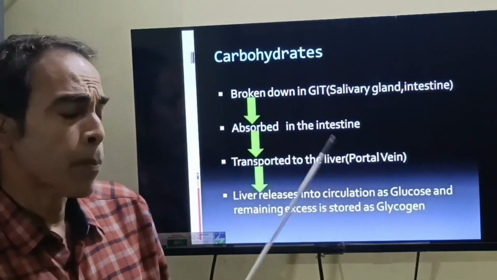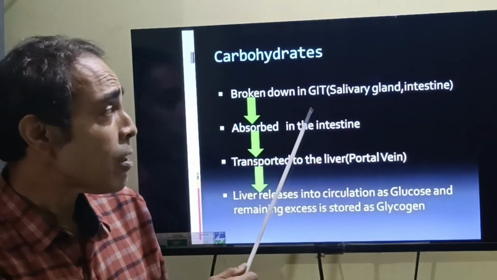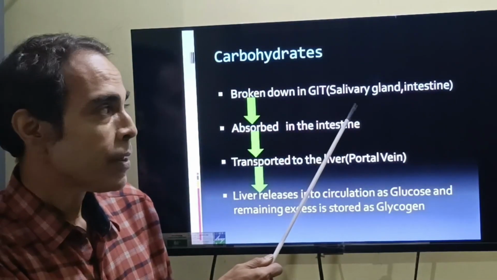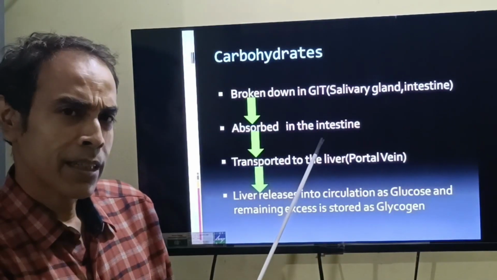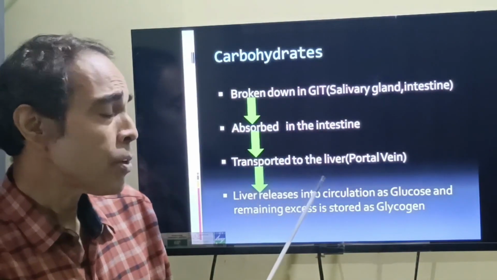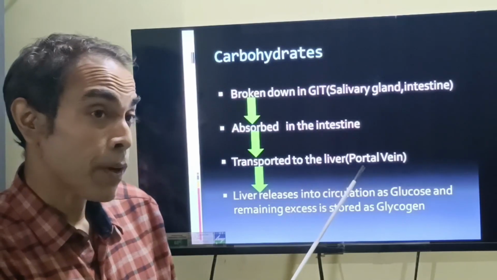Now all these carbohydrates are broken down to simpler forms. It starts in the GIT, also the salivary glands, and also the intestine. After being broken down, they are absorbed in the intestine and transported to the liver. How do they reach the liver? Through the portal vein. This is very important.